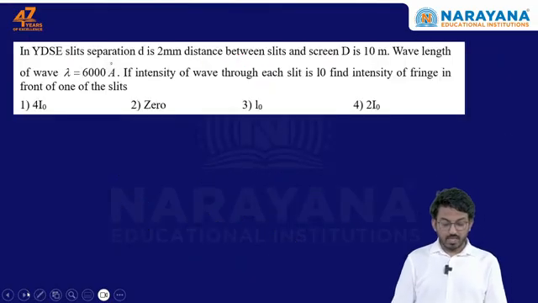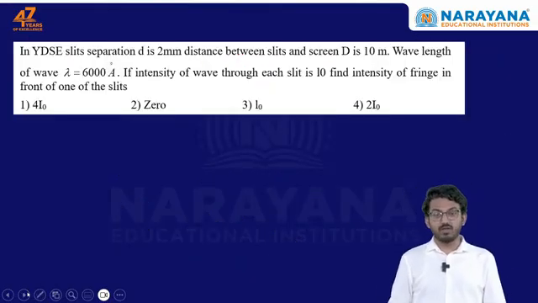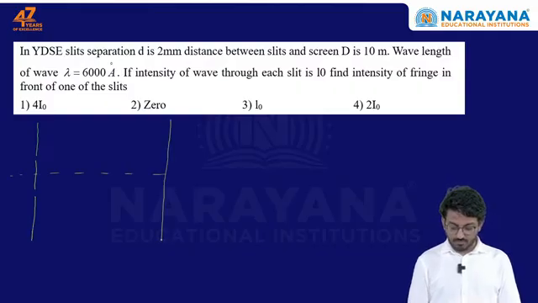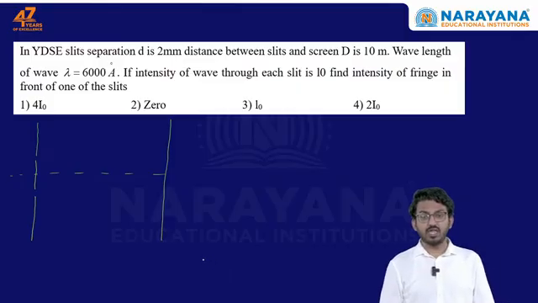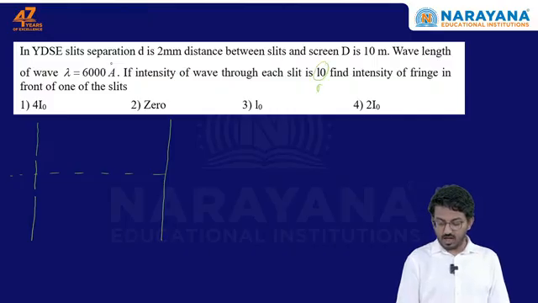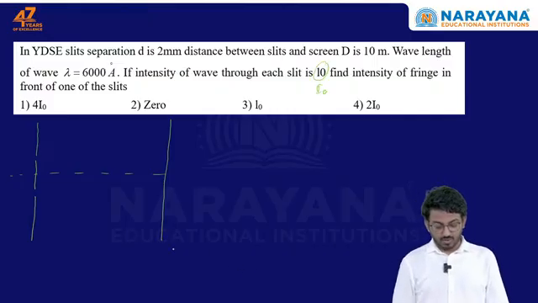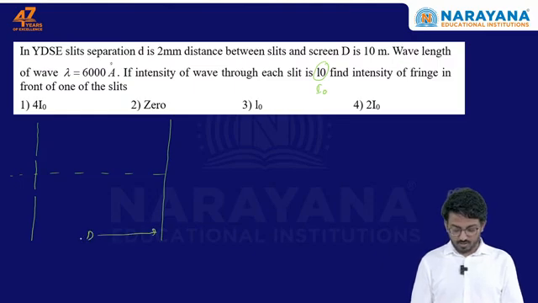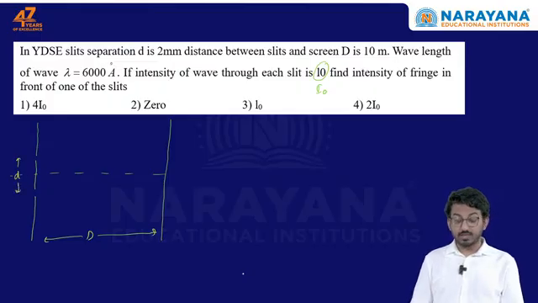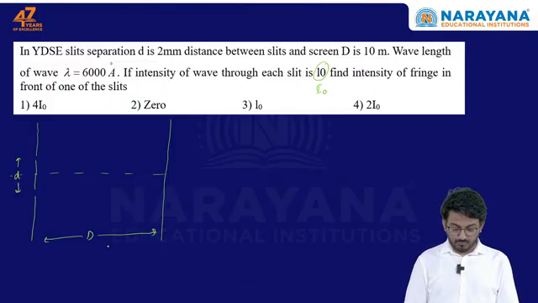Going further, this is a question based on Young's double slit experiment, and so we can draw a diagram here. These are the two slits. This is the screen, and they are asking for the intensity in front of one of the slits, and each slit is having intensity I naught. So the gap capital D is mentioned to be this one, and small d is the separation between the slits, like that. Now in front of one of the slits means we are talking somewhere here.